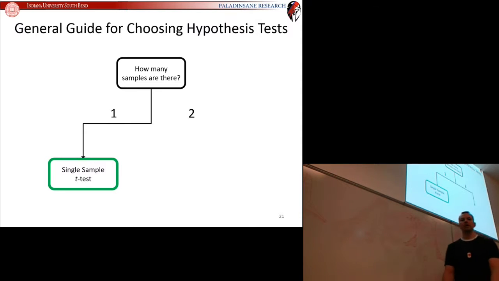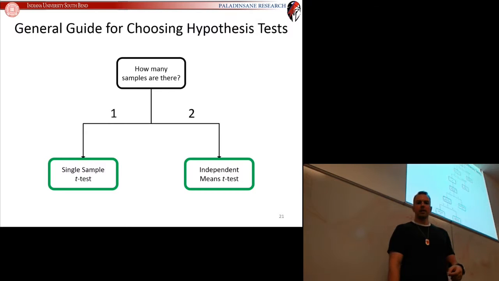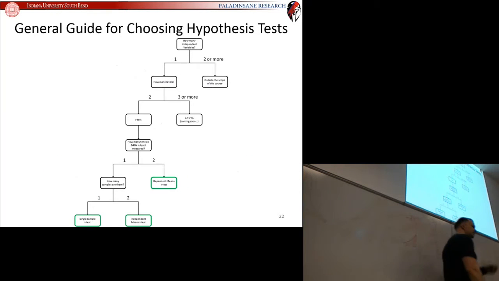If you have two samples, then you're done. You're doing an independent means t-test. And that is how you decide between those three different t-tests. All right, so that's the overall decision tree that you would go through in deciding for a hypothesis test. But you, right now, are going to be starting right here.